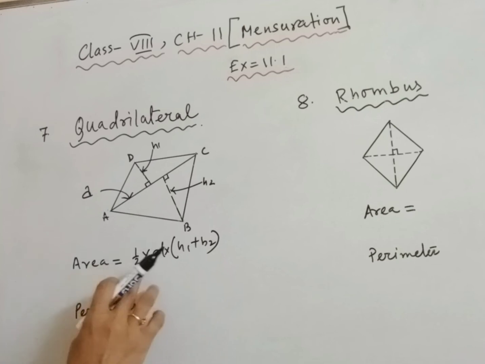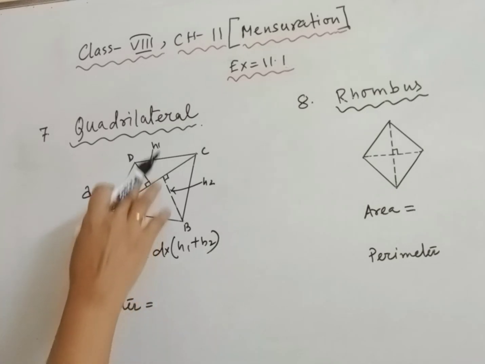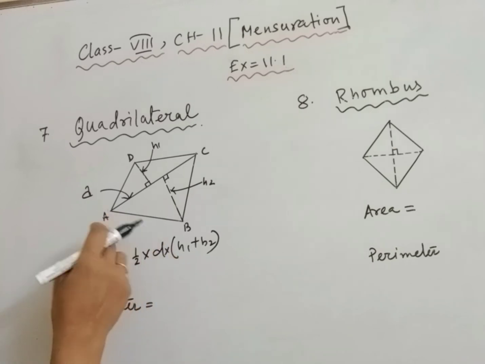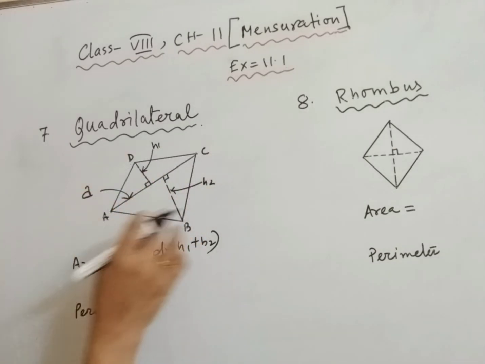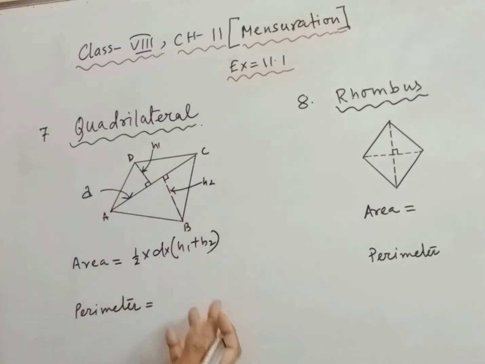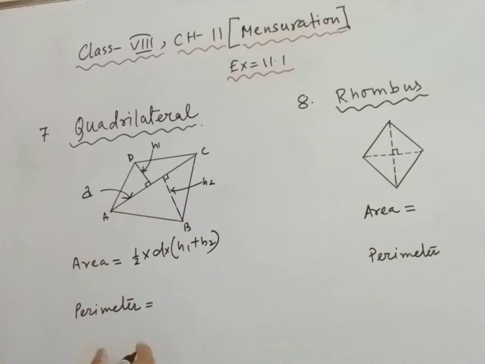Half into the diagonal into the sum of the two heights, that is, multiplied by half, then you will get the area of this quadrilateral. And perimeter, as it is an ordinary quadrilateral, all the sides are not equal, and opposite sides are also not given as equal. So how can we find the perimeter of this quadrilateral? Yes, the sum of all the sides.